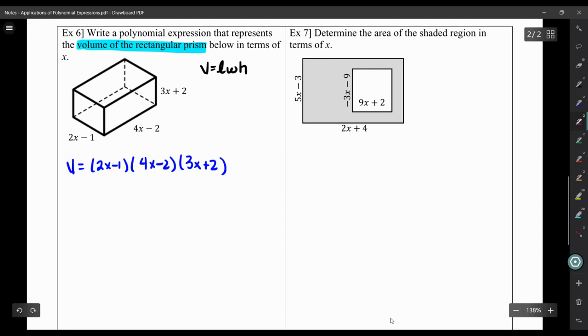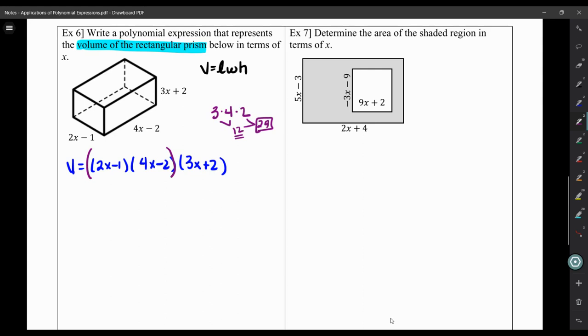So think about how you would do this if it was just regular numbers. If I just had 3 times 4 times 2, think about how you would solve this in your head. You would do 3 times 4 first, and you would get 12. Then you would take 12 and multiply it by 2 to get your answer of 24. So you do it in 2 steps. We have to do the same thing here. So what we're going to do is we're going to multiply the first 2 polynomials first, get our answer, and then multiply it to the third one.